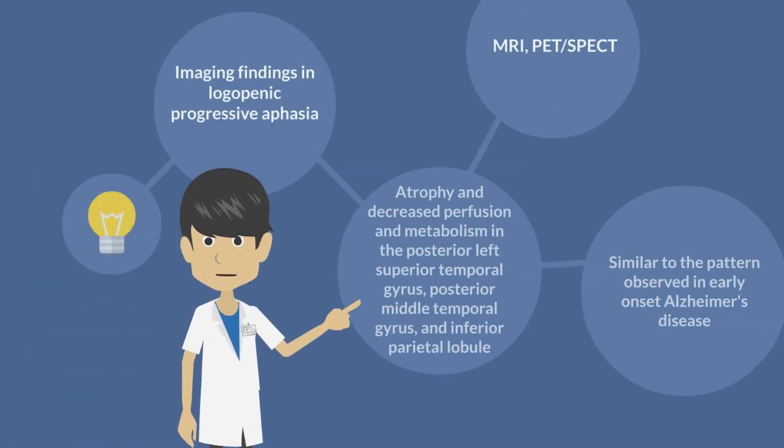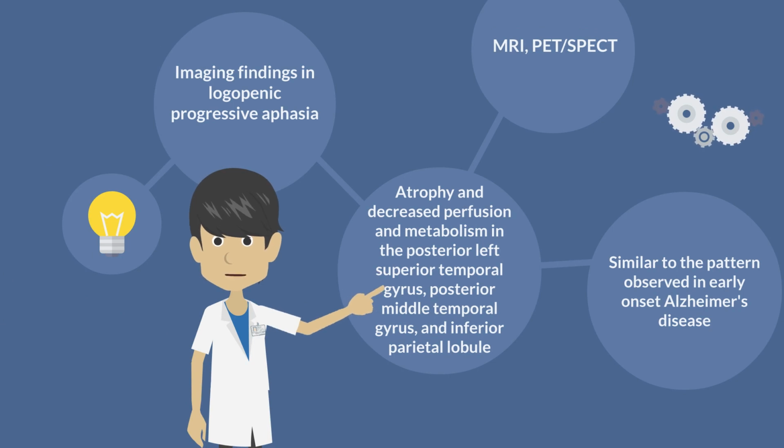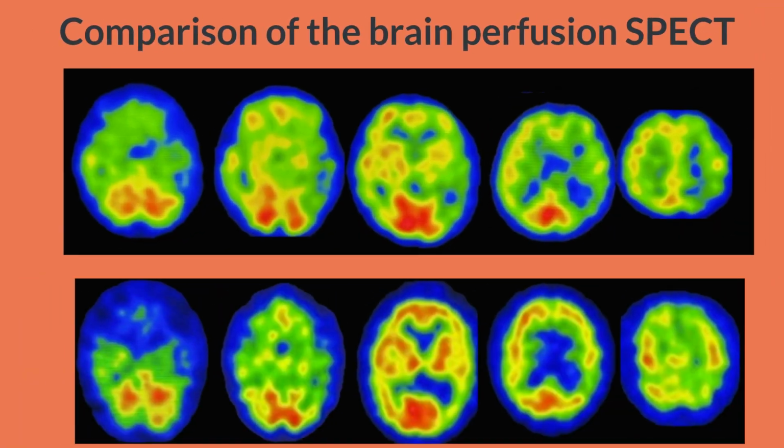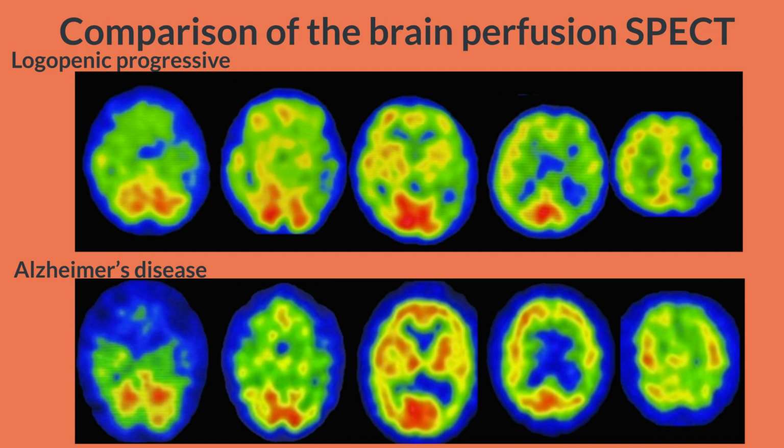Imaging findings in logopenic progressive aphasia include atrophy and decreased perfusion and metabolism in the posterior left superior temporal gyrus, posterior middle temporal gyrus, and inferior parietal lobule on MRI, PET, and SPECT. This finding is similar to the pattern observed in early-onset Alzheimer's disease. Comparison of the brain perfusion SPECT of a case of Alzheimer's disease shows almost the same perfusion reduction as in the present case.